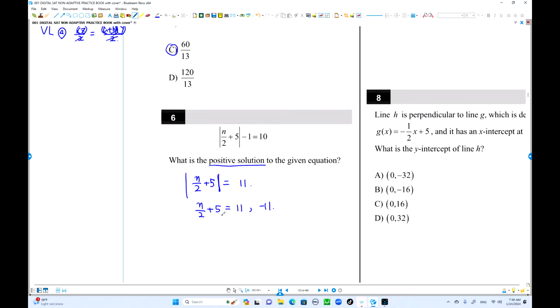Find the value of n. Minus 5, minus 5. So n over 2 equals 6 or negative 16, times 2, right? That gives 12 and negative 32. Which one is the positive solution? 12 is the positive solution. So 12 is the answer.